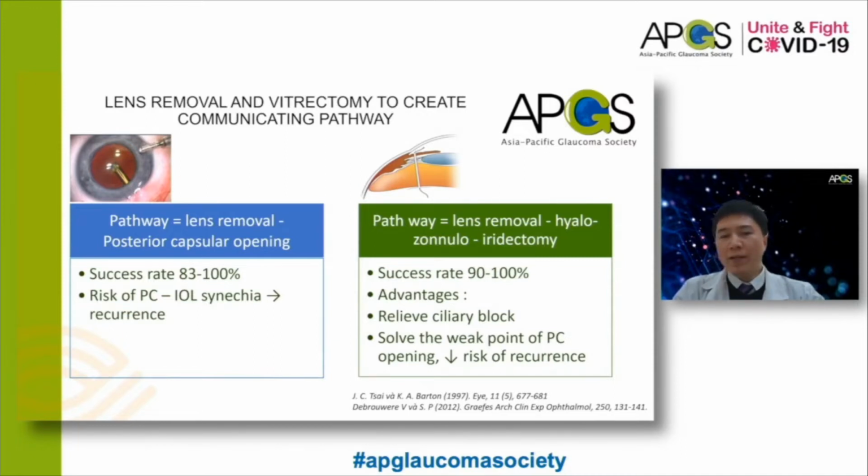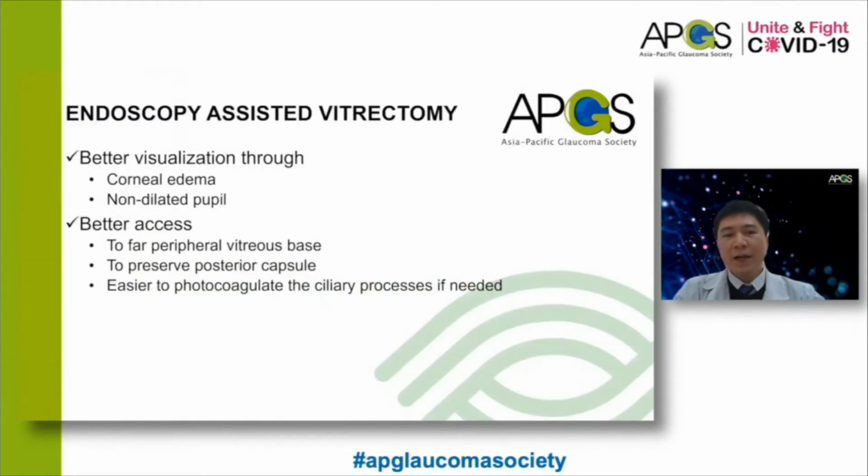So another way is to make the pathway by lens removal and hyaloidozonulectomy, with a very good success rate and other advantages over the previous technique. With this technique, we can solve the weak point of posterior capsule opening and decrease the risk of recurrence. So why in Vietnam do we do endoscopy-assisted vitrectomy?